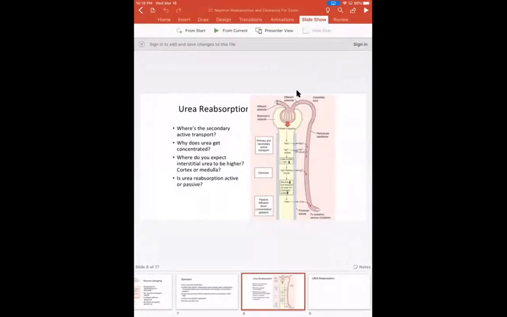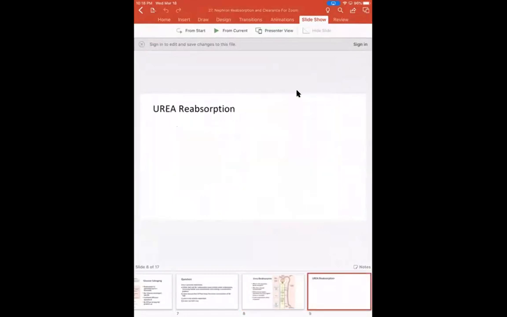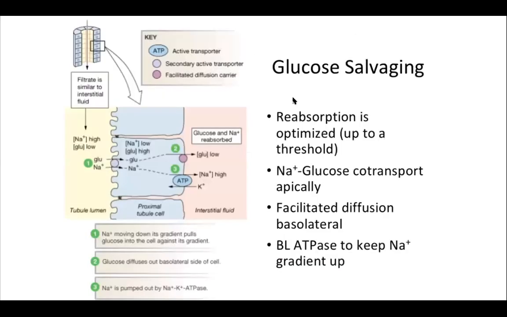So urea reabsorption, I'm going to come back to this in just a moment, but I'm going to try and draw this out for you first. Oh, no, that's not what I want to do, but we can get back to it really quick. That's not helpful. There we go. I think I found it.